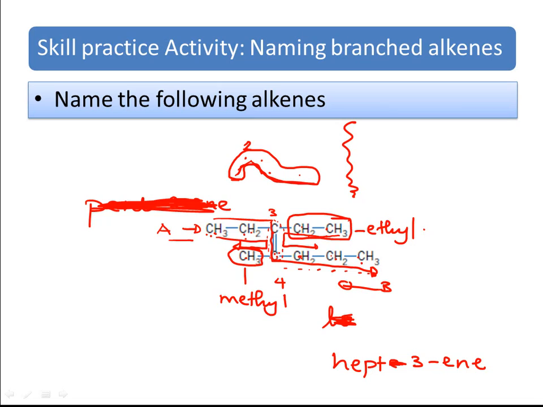Okay. And I need to add the side chains, and I've got 3-ethyl. And on carbon number 4, I've got a methyl group, 4-methyl, heptane. That's the name for this one, 3-ethyl-4-methylheptane. I've put the side chains in alphabetical order.